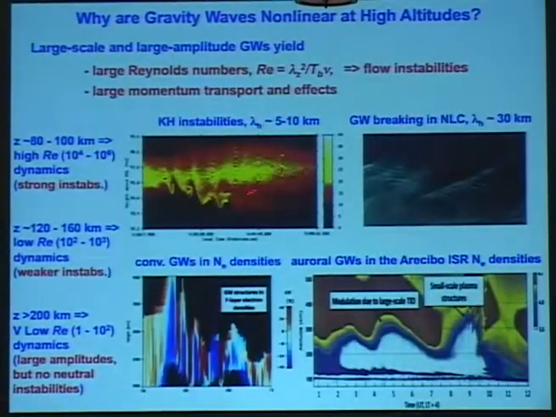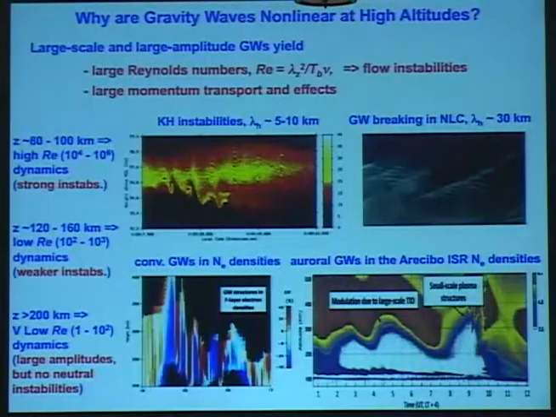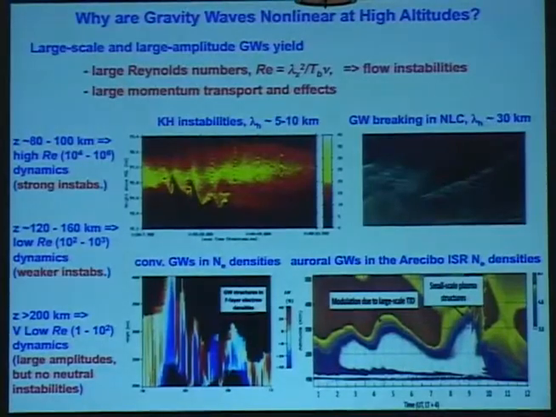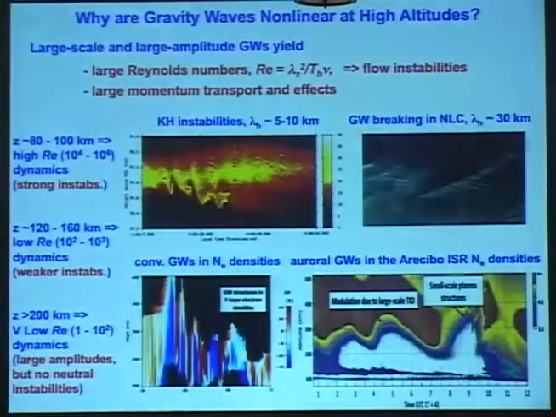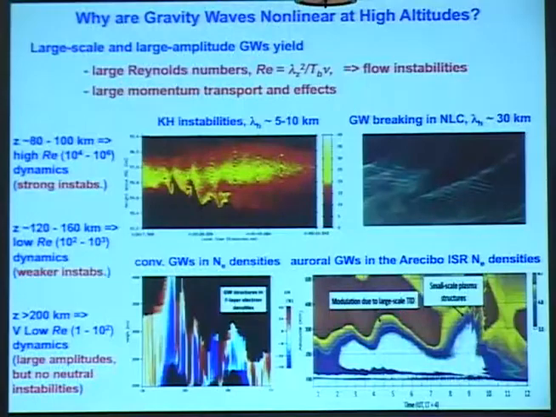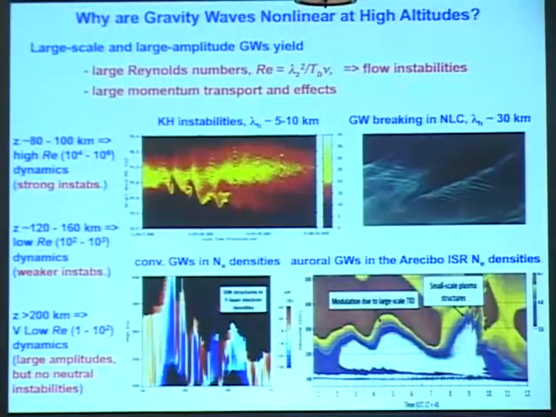So we see these readily at altitudes of sort of 80 to 100 kilometers, for which the Reynolds number tends to be very high, and for which we would like to have a modeling capability that can achieve these Reynolds numbers. If I look at the lower images, I'm looking at the opposite end of the spectrum. These are gravity waves having very large scales at very high altitudes. The typical Reynolds numbers for these flows are more like 1 to 100, so they're not going to be unstable in any sense of the word. They're dissipating strongly, but one nevertheless achieves potentially large amplitudes and large effects.